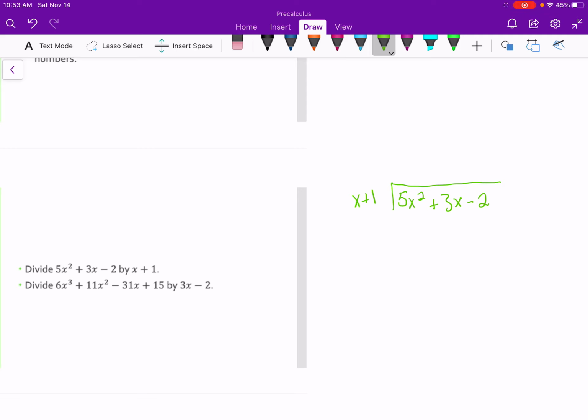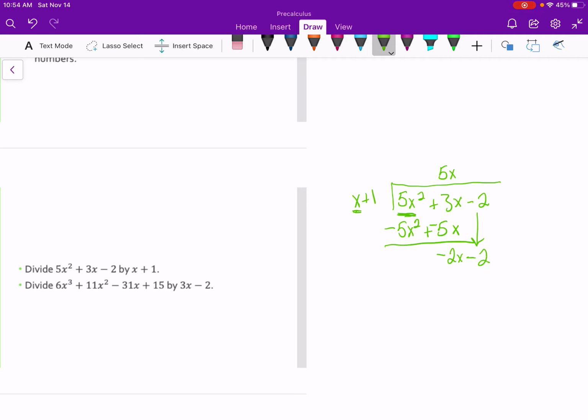So I look and I see, what do I have to multiply x by to get 5x squared? Well, I know I have to multiply that by 5x, so I'm going to put that up here. And then I'm going to multiply, so we have 5x squared plus 5x. And then go ahead, because we have to subtract, so change all of your signs. The 5x squareds go away. 3x minus 5x is negative 2x, and bring down your negative 2.